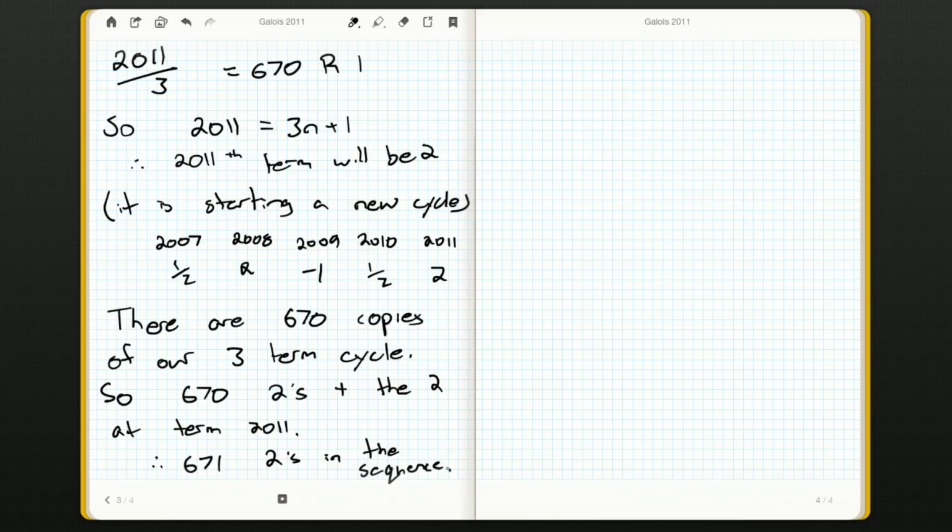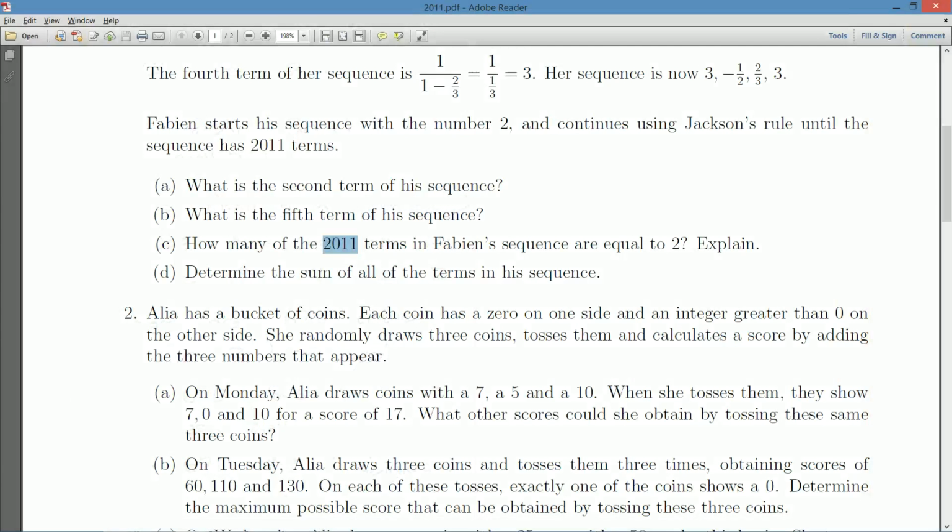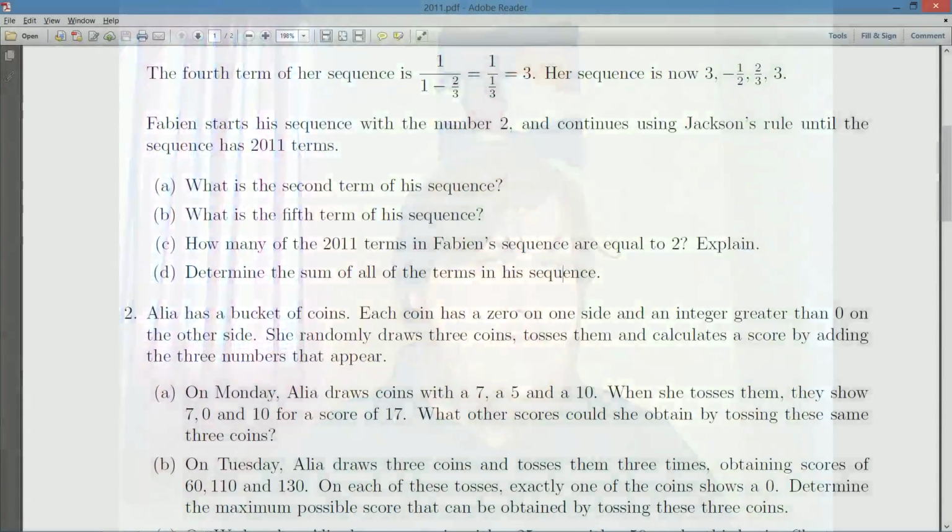Okay. And now D part, I think it was add up all the terms in the sequence. Yeah, determine the sum of all the terms in his sequence. Well, fortunately, in C part, we did a little legwork. We found out that there are 670 copies of that 2, -1, 1/2 cycle. We noted that that just repeats and repeats. So if we could figure out the sum of one set of those 3 terms, then we multiply it by 670, and then we've got this one little 2 left on the end. We should be able to get the sum of everything. Okay? So that's our attack plan. Now let's see it in action.